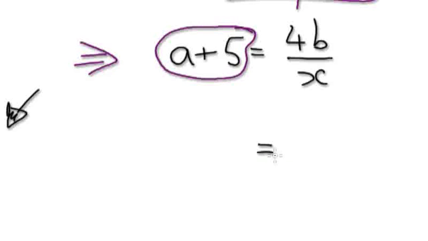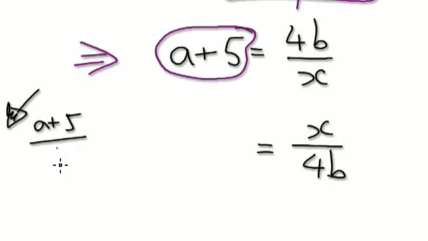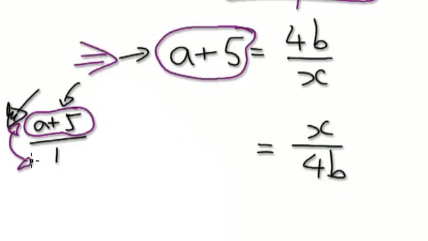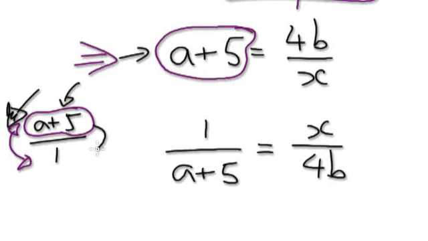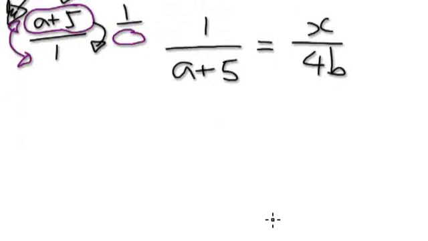We are now here. Take the reciprocal of both sides. So on the right hand side it would be x over 4b. On the left hand side, remember we are visualizing this as this, so this is our bubble here, because bubble over 1 is that. So now we're going to take the reciprocal of both sides. So this will become 1 over a plus 5, because if you take the reciprocal of this, it will be 1 over the bubble.